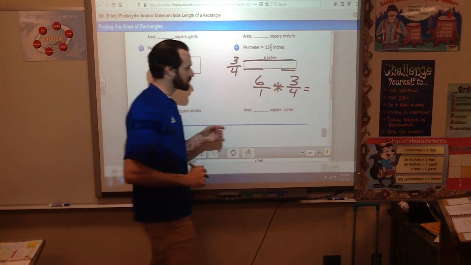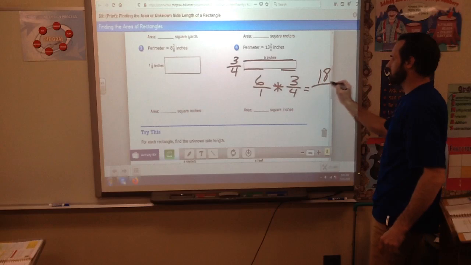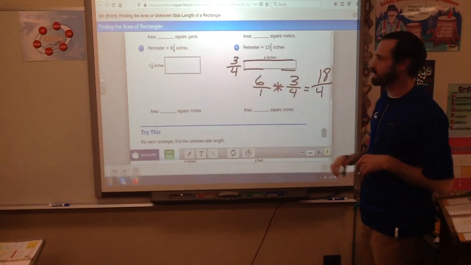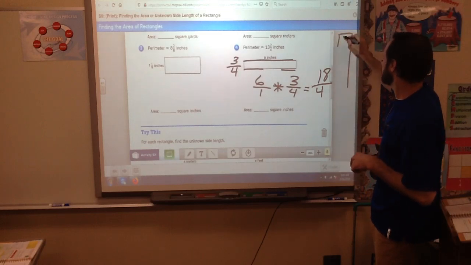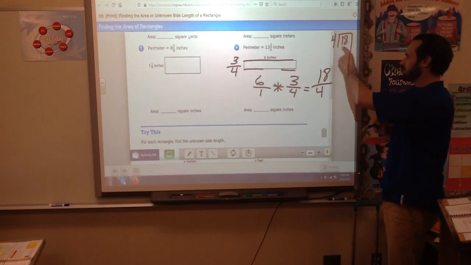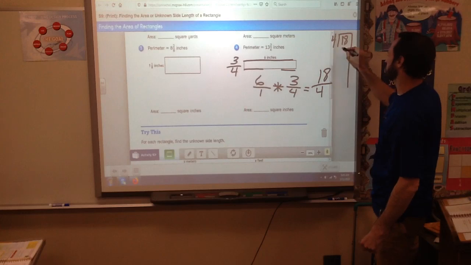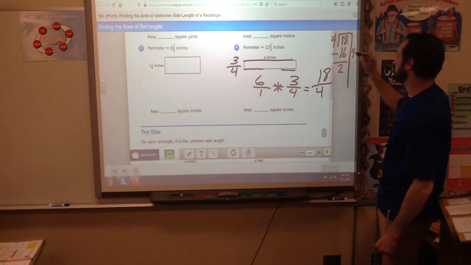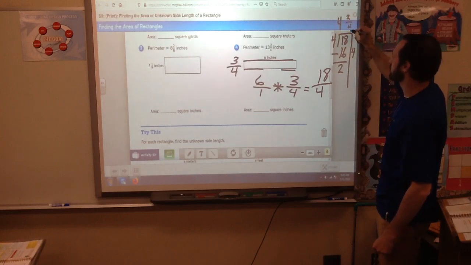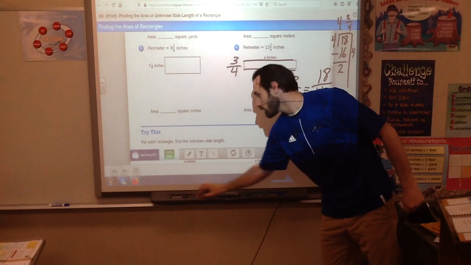Okay, if you haven't paused me, you should right now, because I'm going to solve this. 6 times 3 is 18, and 1 times 4 is 4. Now you wouldn't say it's 18/4 square inches, so we have to divide. 18 divided by 4. What times 4 gets me close to 18? 4. 4 times 4 is 16, and I subtract to get 2. Whole number 4, numerator 2, denominator 4. So it should be 4 2/4 inches.